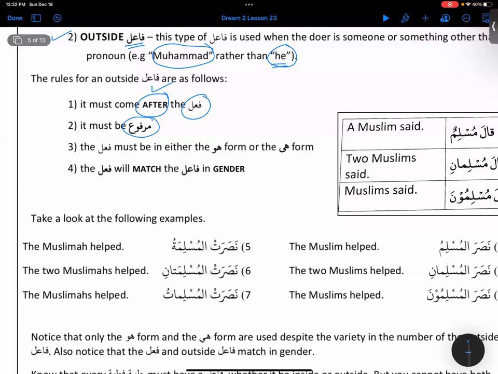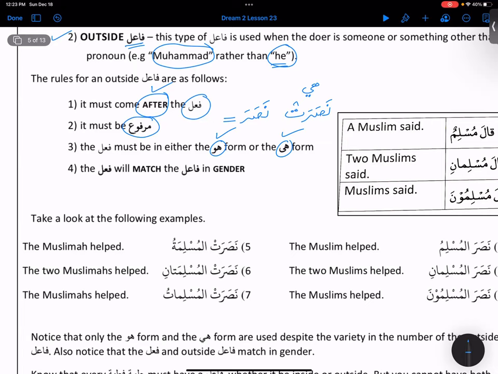The fail must be in either huwa or hiya version. That is very important. We are not going to look for outside doer unless we have huwa version or hiya version. For example, if I have Nasara, then I can expect outside doer. Or if I have Nasarat, then I can expect outside doer. Only huwa and hiya version, not other versions. Okay, so I have a question. Oh, I get it. Why? Inshallah. Why? We will see many examples and that would be very clear.